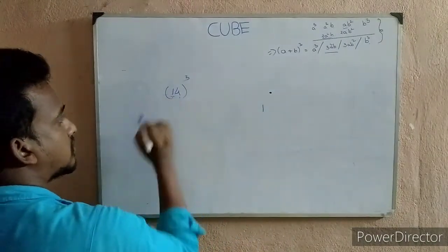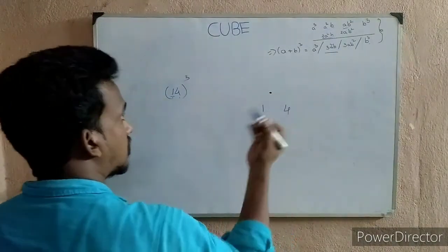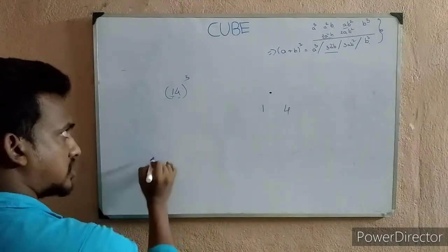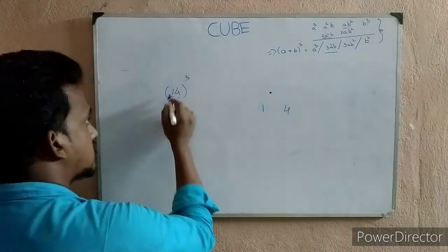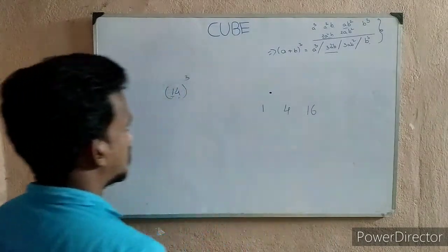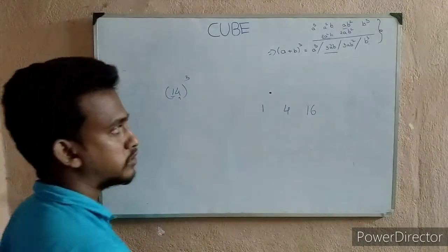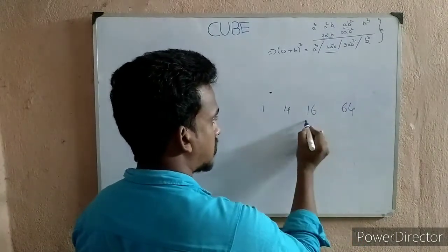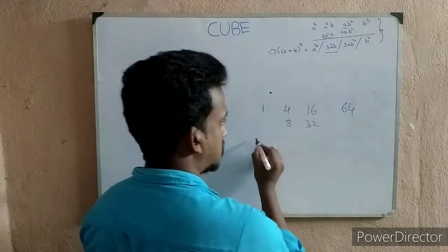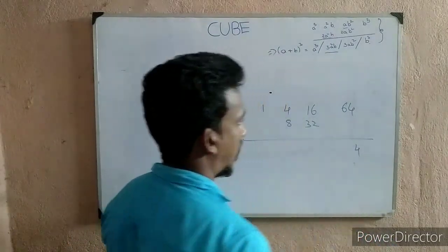Second step, square the first digit and multiply it with the second digit. So 1 square 1, 1 fours are 4. Third step is to square the second digit and multiply it with the first digit. So 4 square 16, 16 ones are 16. The last step is to cube the second digit. So 4 cube 64. We have to double the middle terms and then add.